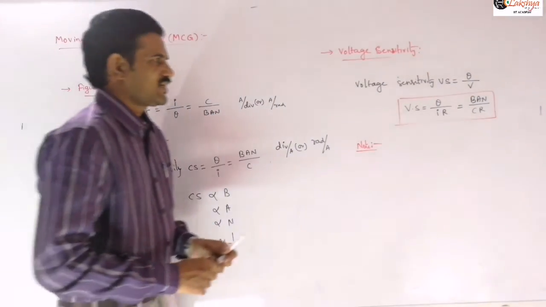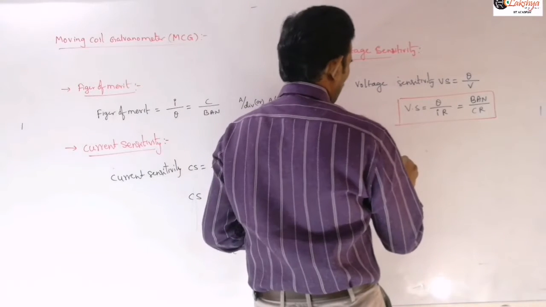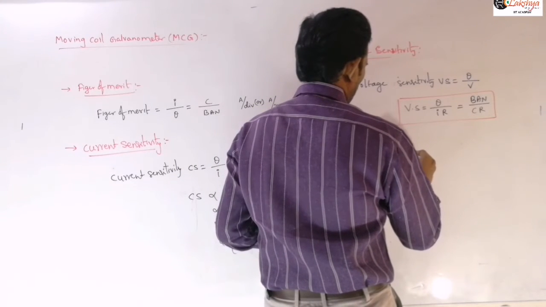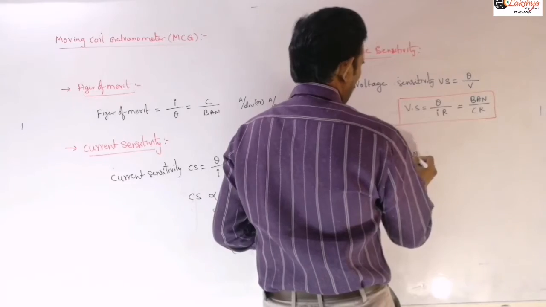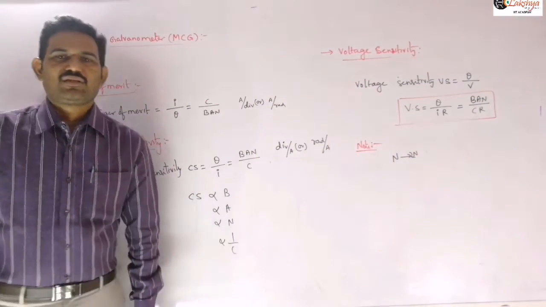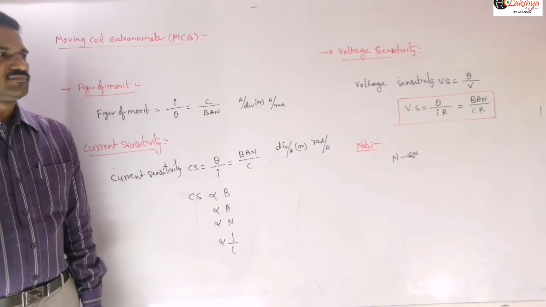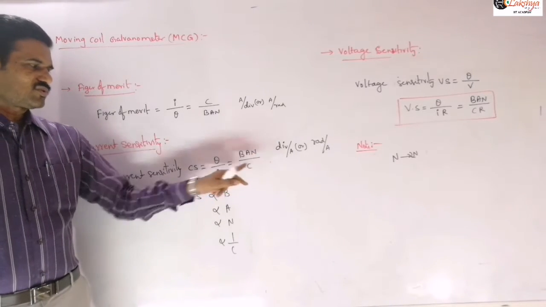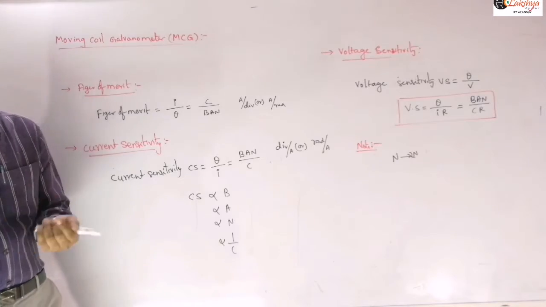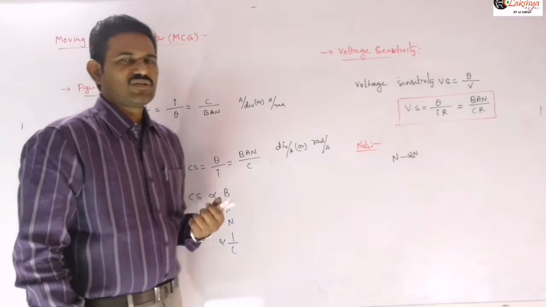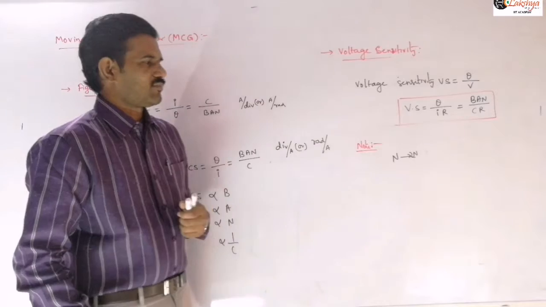If current sensitivity is doubled by doubling the number of turns in the coil, it is clear that if the number of turns is doubled, then current sensitivity will get doubled. So now we are considering such a change here. Current sensitivity is doubled by doubling the number of turns.